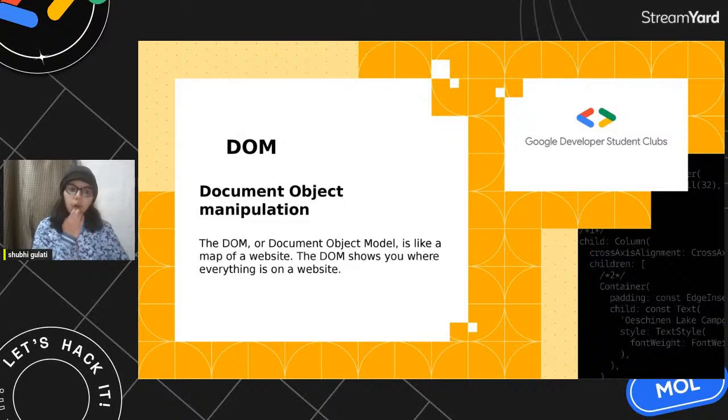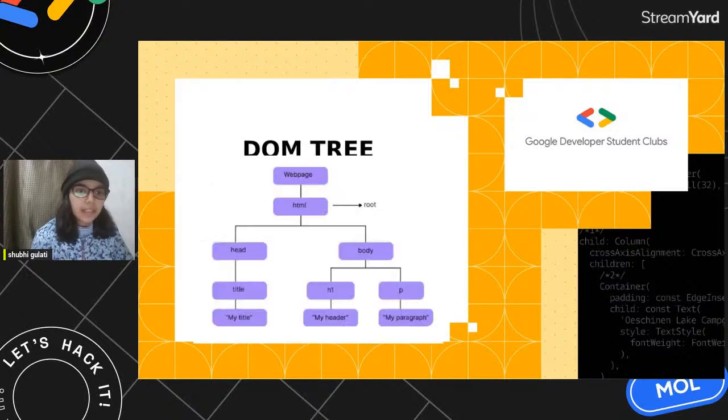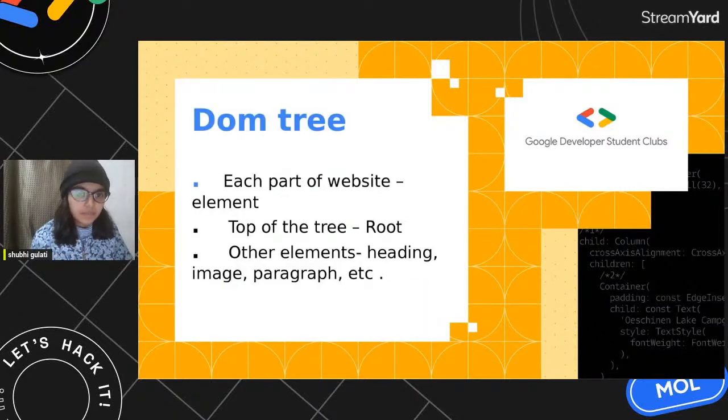As I was saying, DOM is a type of map of a website. As a map clearly tells you where a particular city is located, or where a particular location is in a city, similarly, DOM tells you where an element is located in a website. As you know, every part of a website is called an element. Either it's HTML, head, body, your H1, your H2, everything is called an element.